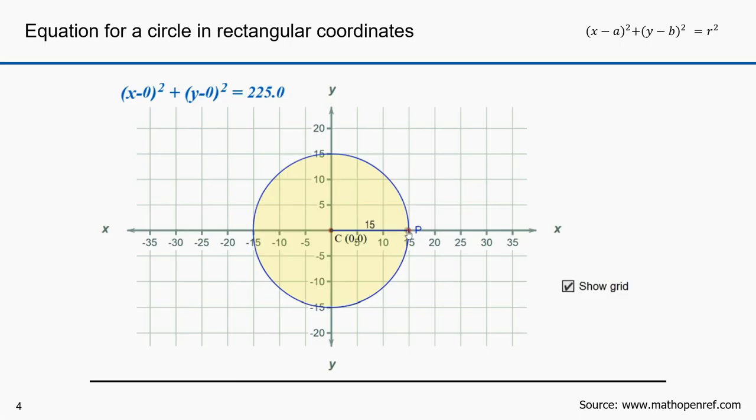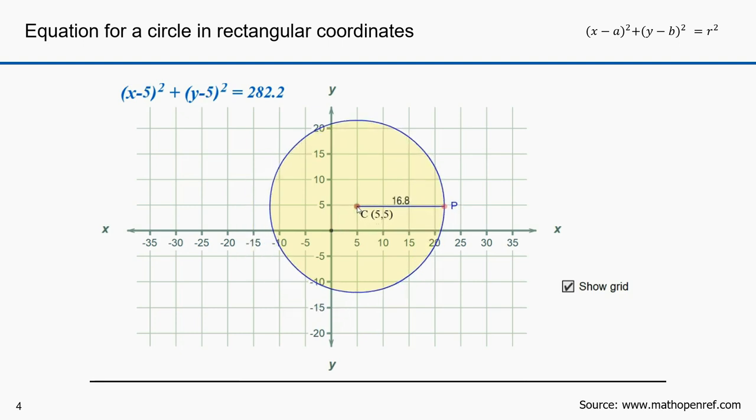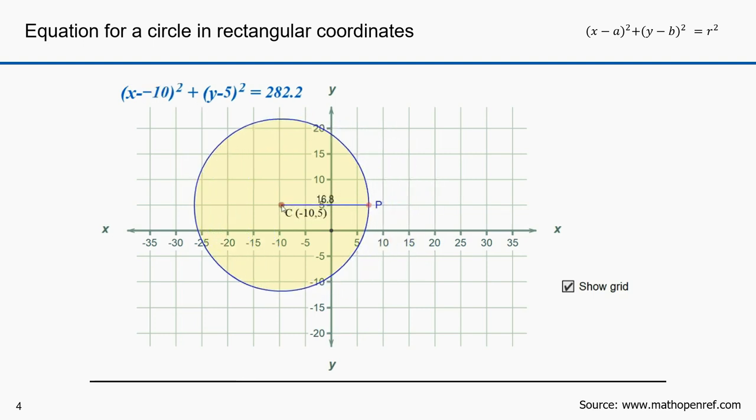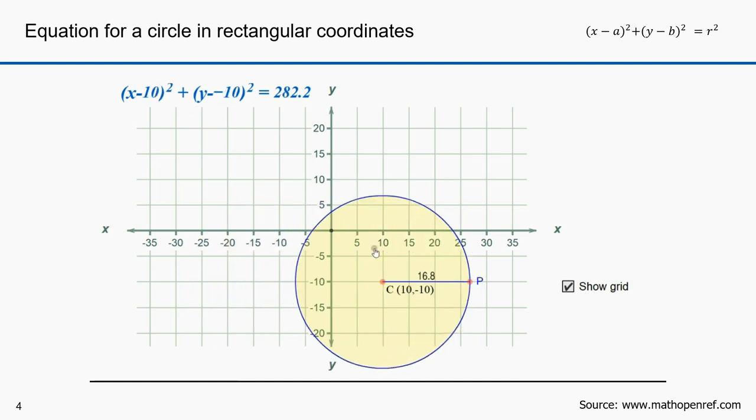This animation shows you how this equation works. 225 is 15 squared. The circle starts centered at the 0, 0 point. Here's what it looks like when you move the circle off center. You subtract a value from x to move the circle to the right, and you subtract a value from y to move the circle up.